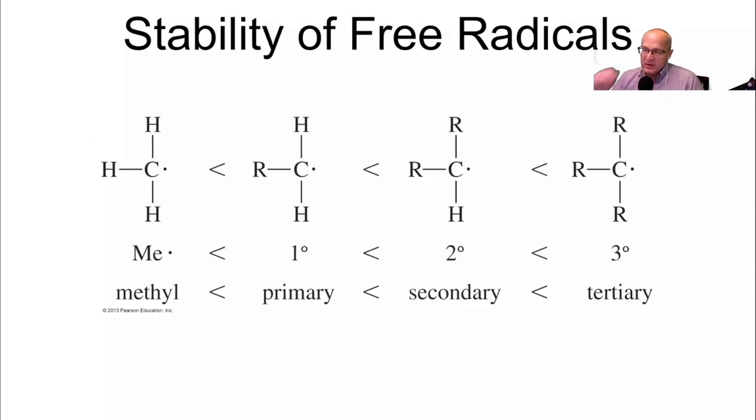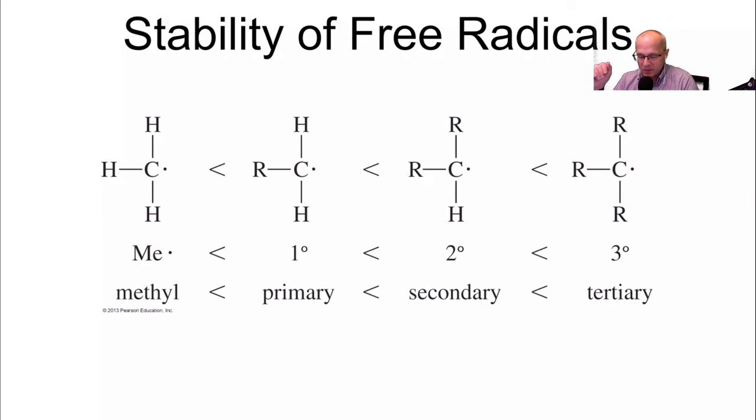So let's look at the stability of free radicals. It turns out that tertiary radicals are the most stable. They will form the fastest in a chemical reaction. Tertiary radicals are the most stable. They'll form the fastest. The next most stable, secondary. So tertiary is the most stable. Secondary is the second most stable. Primary is the third most stable. And the least stable of them all is the methyl radical. It's just a horrible radical, not very stable at all.